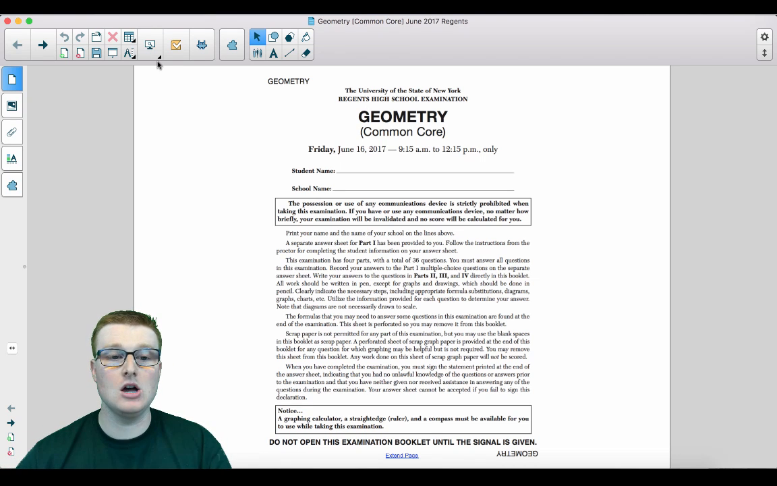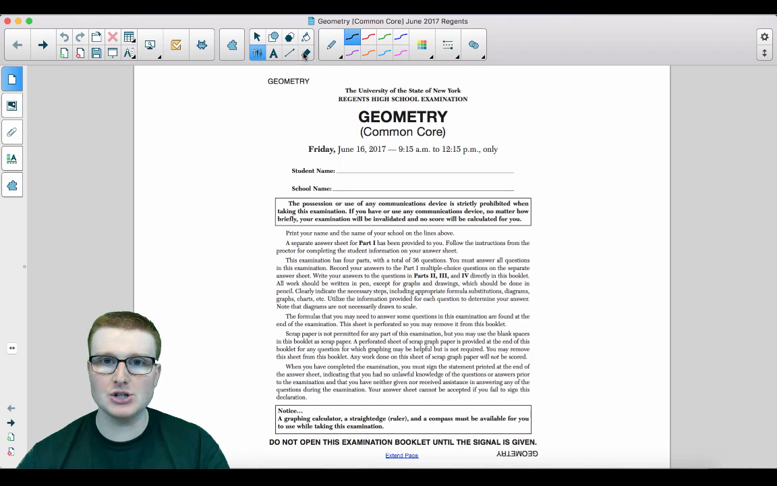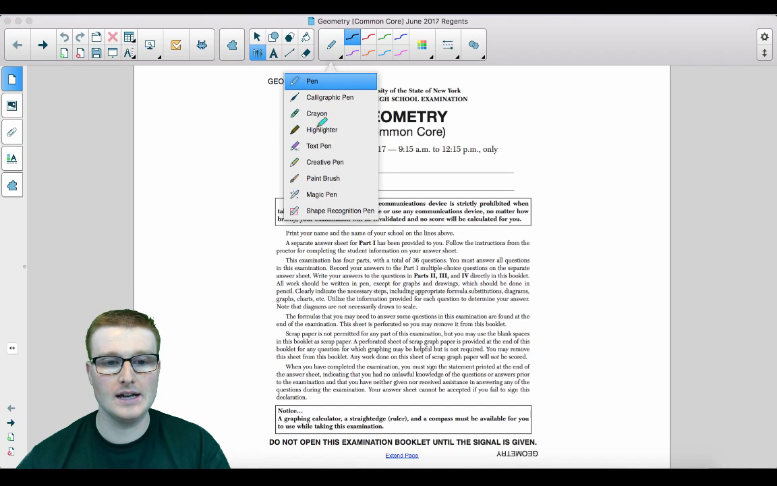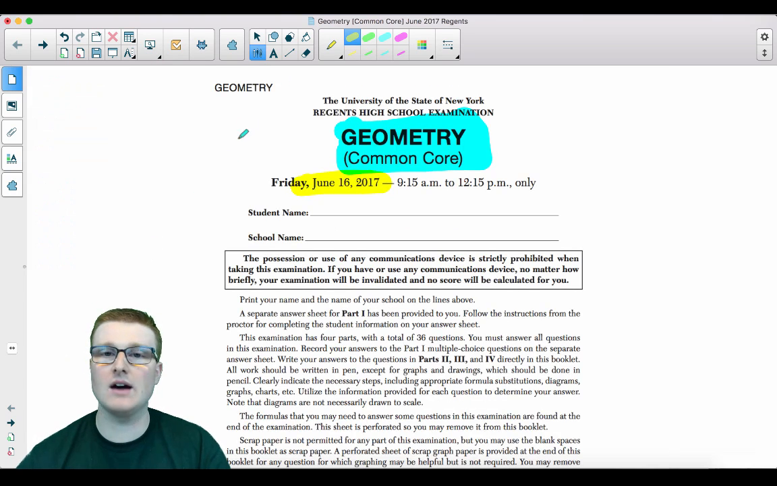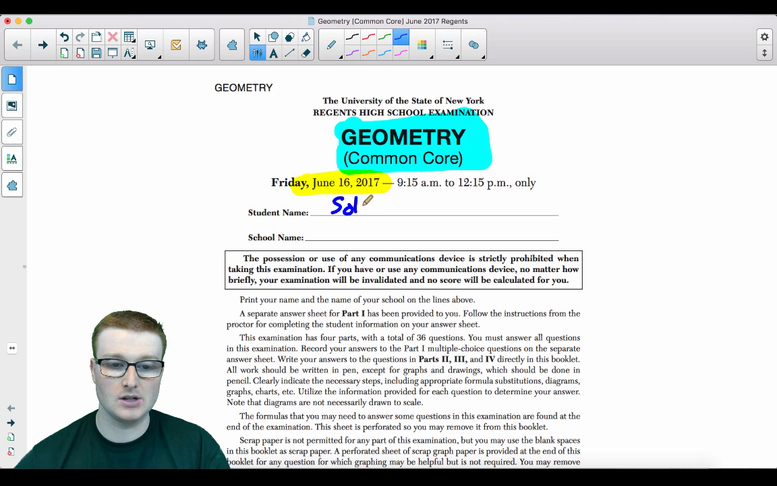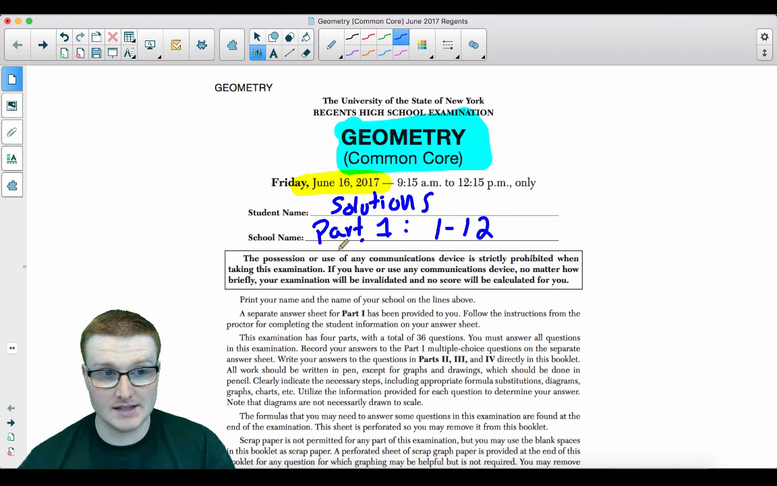This is going to be the June 2017 Geometry Common Core exam. This was a toughie. If you're preparing for your Regents, this was challenging. I remember when this was given. This is, again, the June 2017 Regents exam. These are going to be the solutions to Part 1, which are the multiple choice questions, 1 through 12 of this exam.